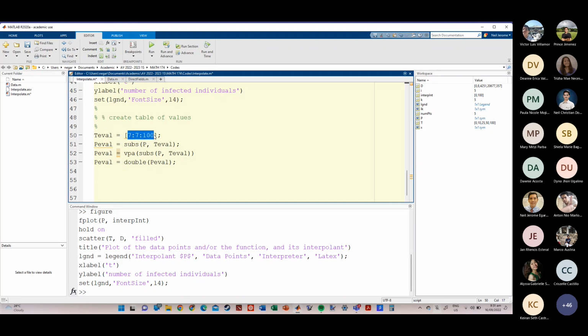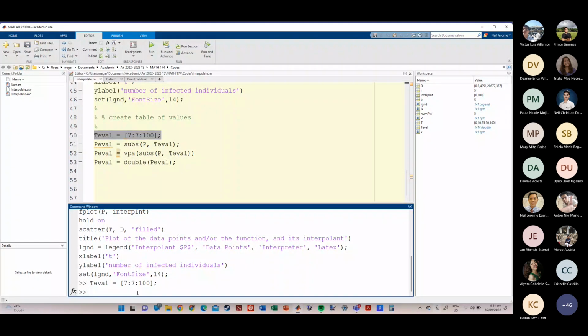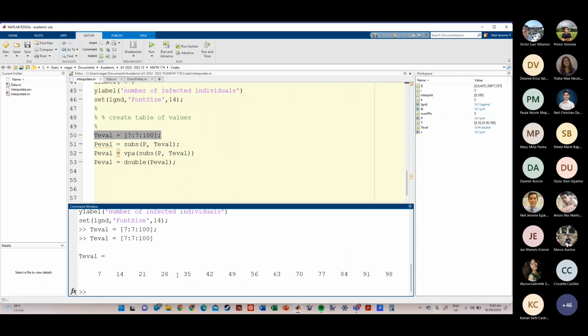Si 100 hindi divisible by 7, so ang gagawin lang nito, mula kay 7, kukunin ko yung mga numbers, skipping by 7, so 7, 14, 21, 28, hanggang bago ako lumampas ng 100. Right? So if you run this, I'll press F9. So ay, naka-semicolon pala siya kaya hindi ko makikita yung sagot. Pero pag tinanggal mo yung semicolon sa dulo ni t-eval, tingnan niyo yung command window sa ilalim. So pag tinanggal ko yung semicolon, I'll get this. 7, 14, 21, 28, hanggang kay 98. Kasi nga, ito yung mula kay 7, papunta kay 100, skipping by 7.